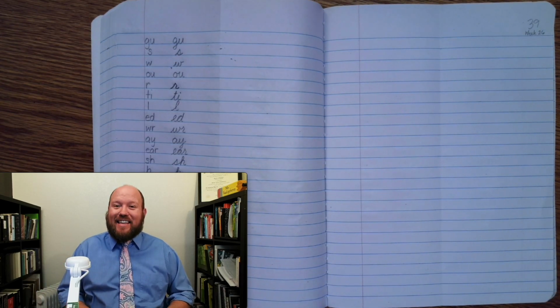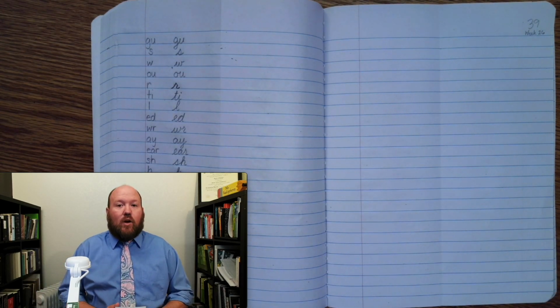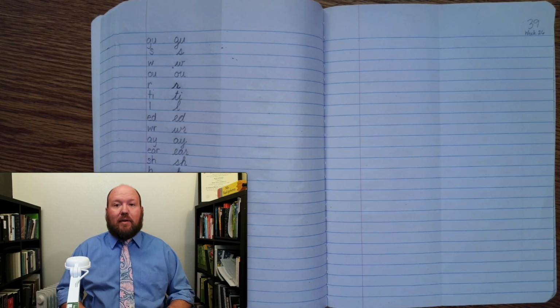All right, next we will do written phonogram review. So I will say the sound, you will say the sound and write it. I will then say the sound and write it myself. I'll write it first in manuscript for first and second grade, and then cursive for third through fifth. When you're writing it, don't look at mine. Write it on your own as best you can from memory.